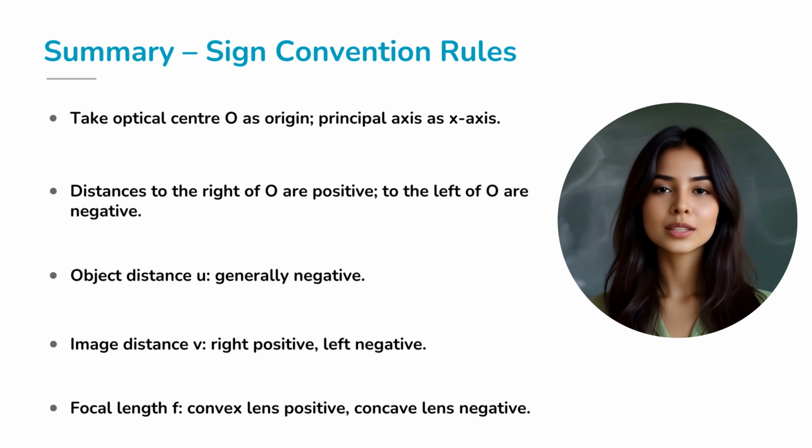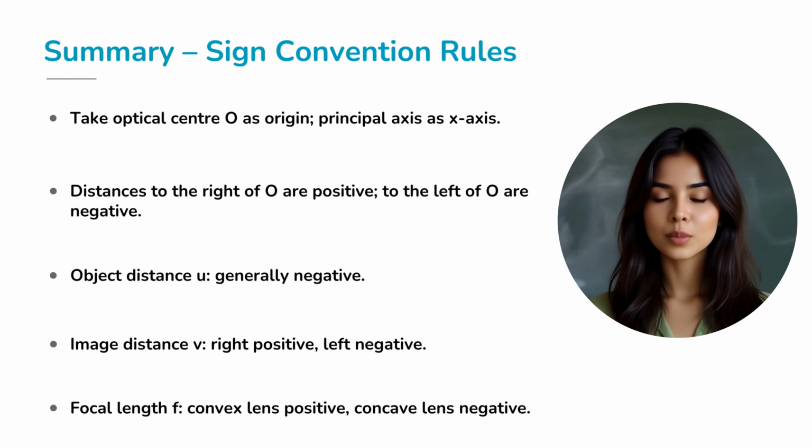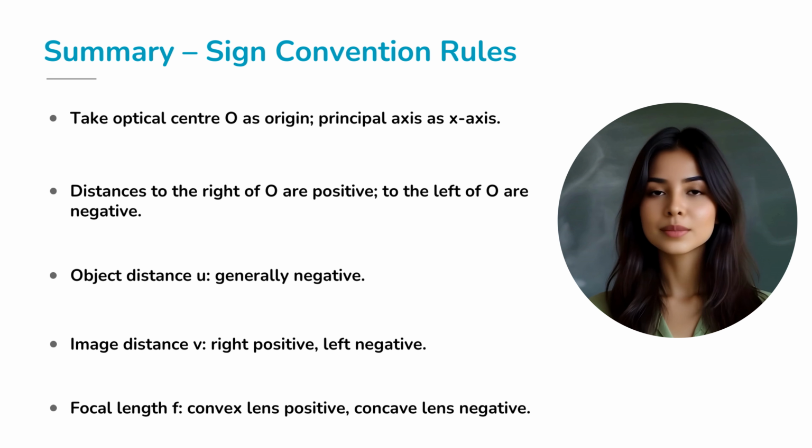Third, the object distance u is generally negative because we usually place objects to the left of the lens. Poor u never gets to be positive in most cases. Fourth, the image distance v depends on where the image forms. If it forms to the right of O, v is positive. If it pops up on the left side, v becomes negative. Simple rule, right is bright, left is less.